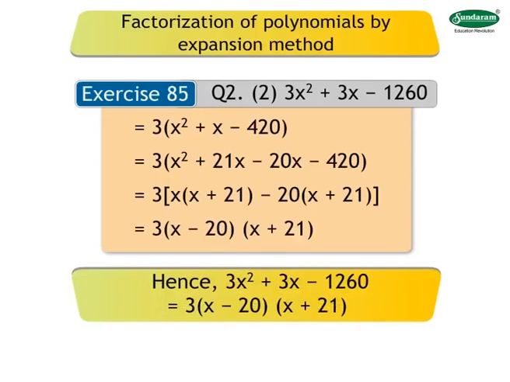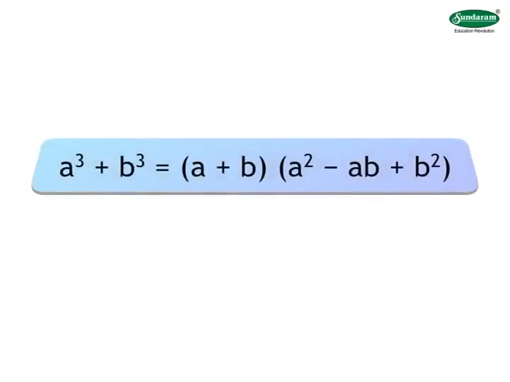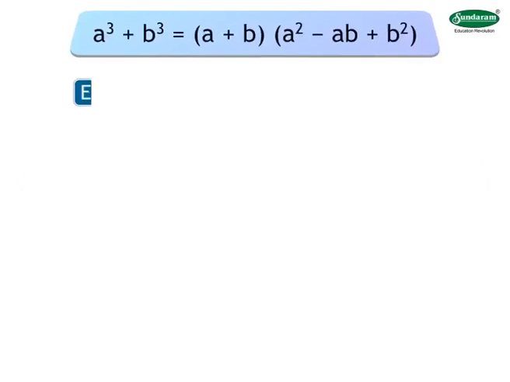Hence, 3x square plus 3x minus 1260 is equal to 3 into x minus 20 and x plus 21. Let us now learn a very important formula, that is, a cube plus b cube is equal to a plus b in one bracket and a square minus ab plus b square in other bracket. Let us solve exercise 86.